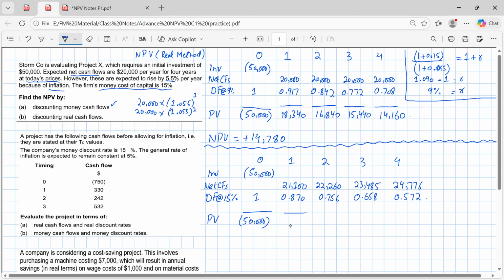21,100 times 0.870. 18357. 18357 for year 2. 16,829 for year 3. 15,453 for year 4. 14,172. Okay, now calculate the NPV.